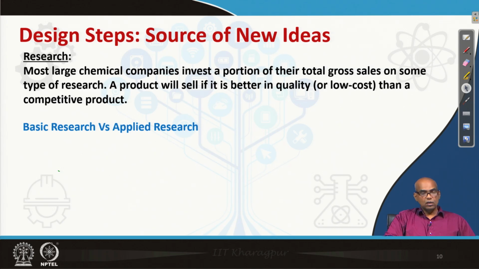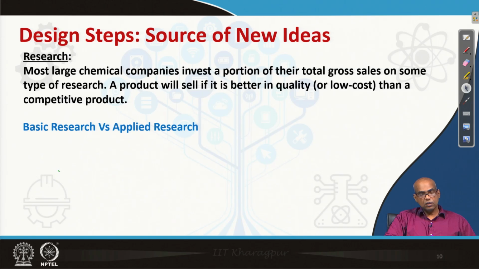Now, we will look at some of these steps in more detail. First, the source of new ideas. Most large chemical companies invest a portion of their total gross sales on some type of research. A product will sell if it is better in quality or lower in cost than a competitive product. So, it is necessary that research is carried out.